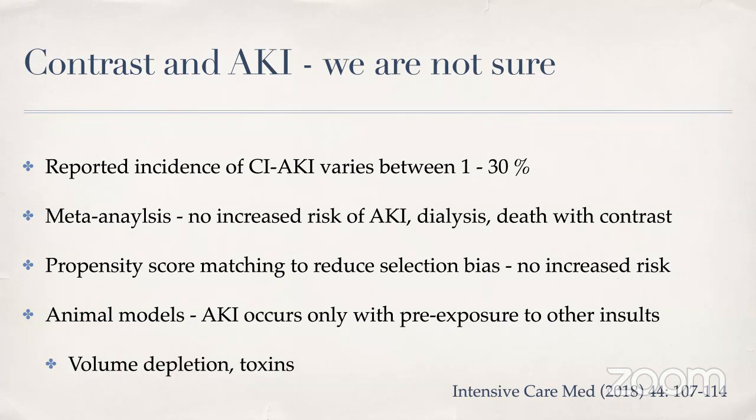The other concern is that in animal models, if you just give contrast alone to a well-hydrated, healthy, happy, normal kidney function animal, you don't get acute kidney injury. You have to pre-expose that animal to either volume depletion or another nephrotoxin in order to see acute kidney injury. My argument here is, we don't give contrast to healthy people who are having a good day. We give contrast to sick people. And so the animal models that expose the animal to something else in addition to the contrast makes sense in the context of how we use contrast in clinical care.